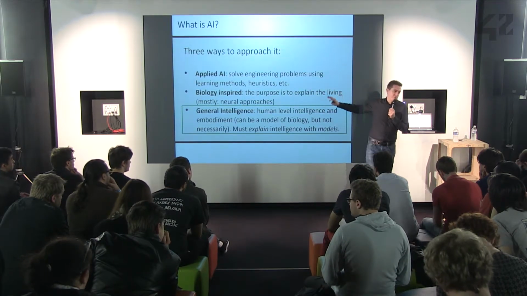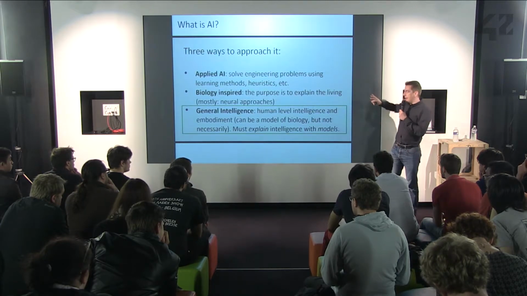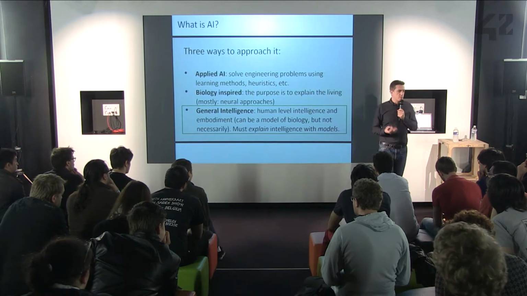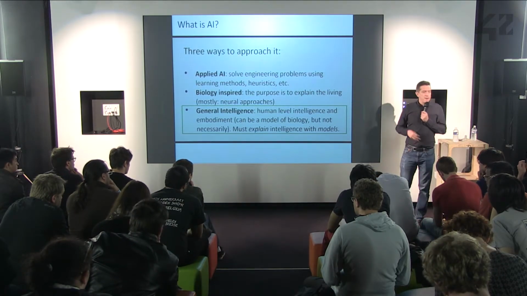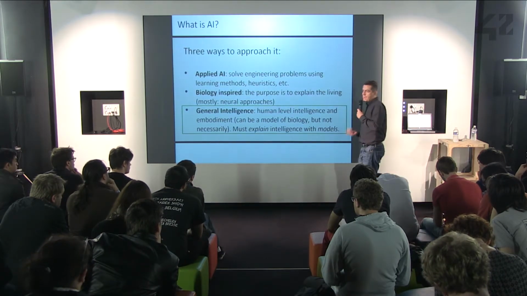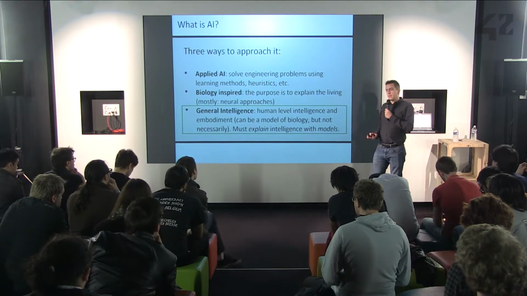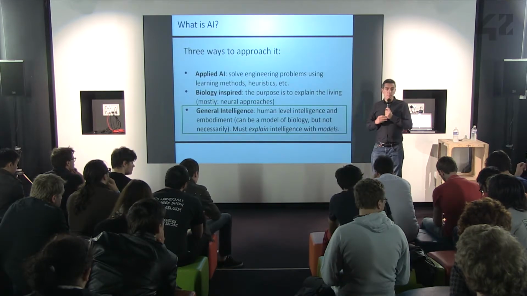is very specific to trying to model the biology, but that's not what I'm interested in. I'm interested in the last domain, which is general intelligence, AGI. It has different names, or strong AI. Those domains are concerned with not only reproducing the aspects of intelligence, but also giving a model of it.